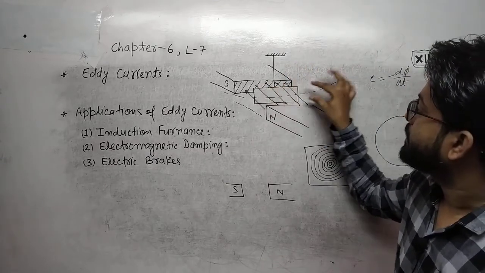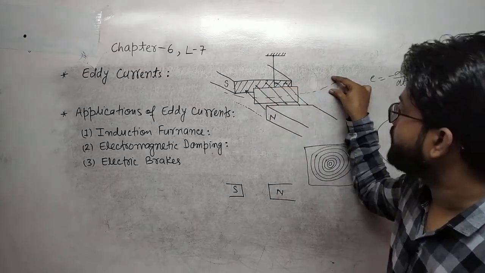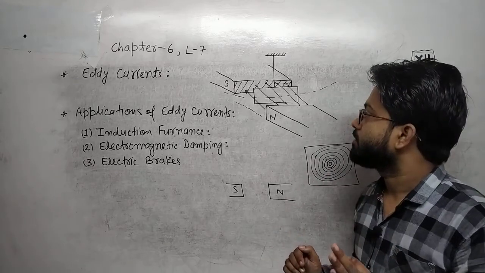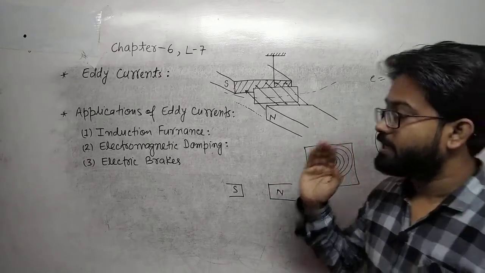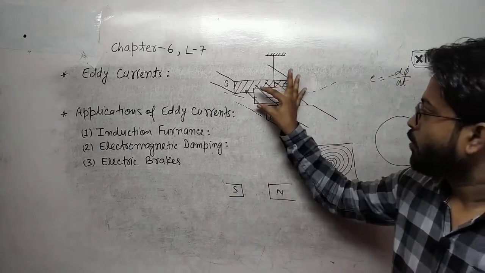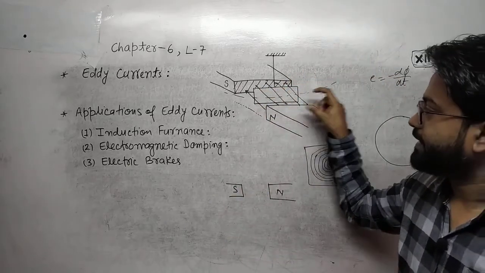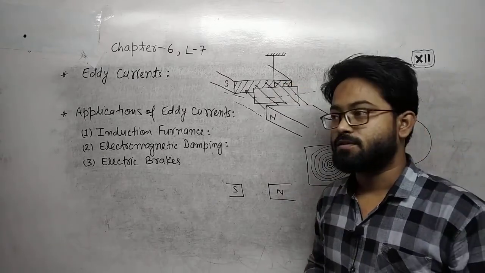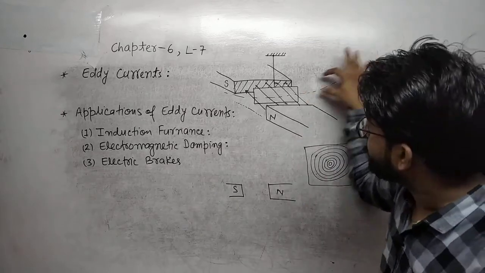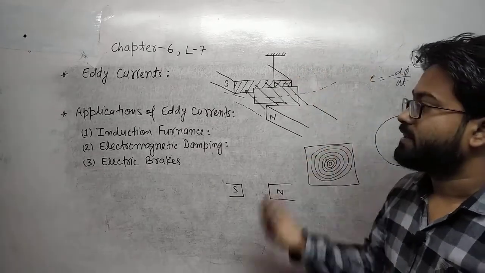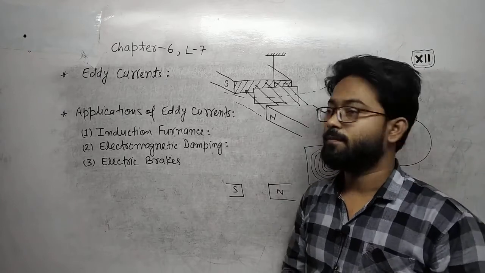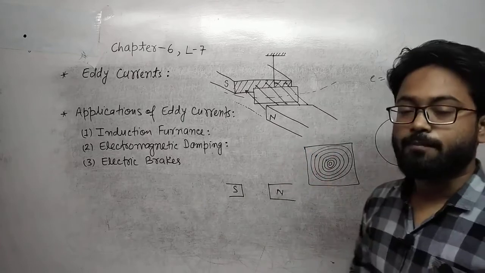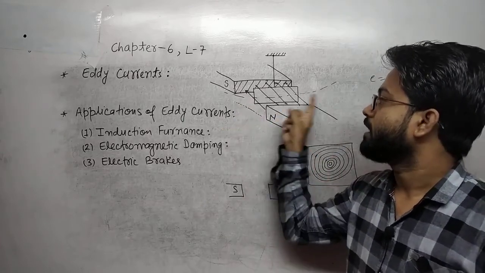Means the speed of that coil will decrease, because according to Lenz's law, it opposes the cause of its motion. When it is going outward, it will decrease its velocity. When it comes into the magnetic field, it will also decrease its velocity, because the magnetic flux will increase, a current will be developed, and according to Lenz's law, it will oppose its motion. The same process applies here also.